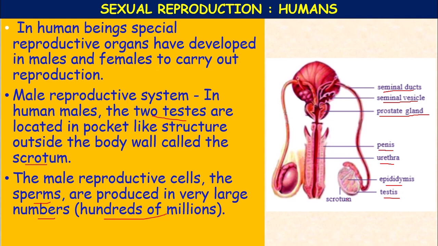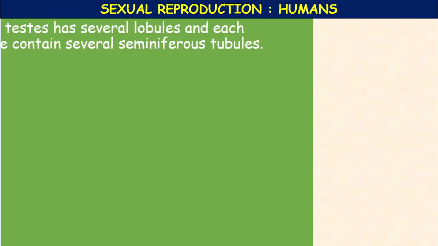Okay, this testis lies inside a pouch-like structure, because the internal body environment is not suitable for the spermatozoa. Spermatozoa require lower temperature, so internal temperature may kill the spermatozoa. That's why they are placed outside the body in the scrotal sacs. Okay.